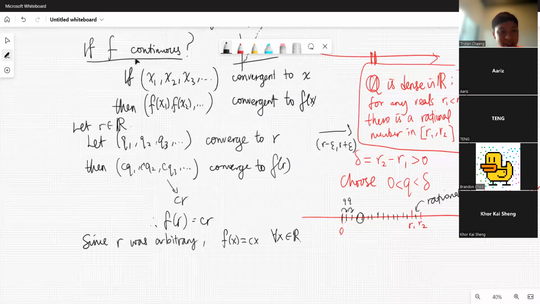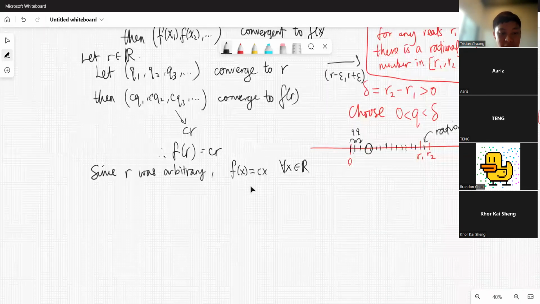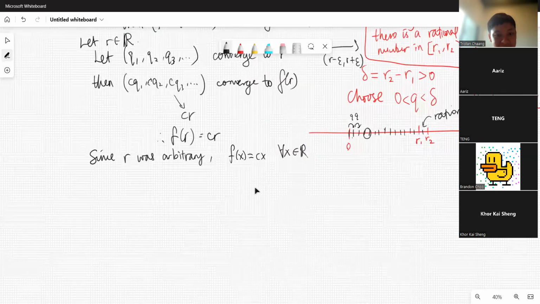So in conclusion, if f is known to be continuous, then f(x) must be c x for all real numbers x. So you cannot assign a new number to f(pi) anymore. f(pi) must be forced to be c times pi, for example.